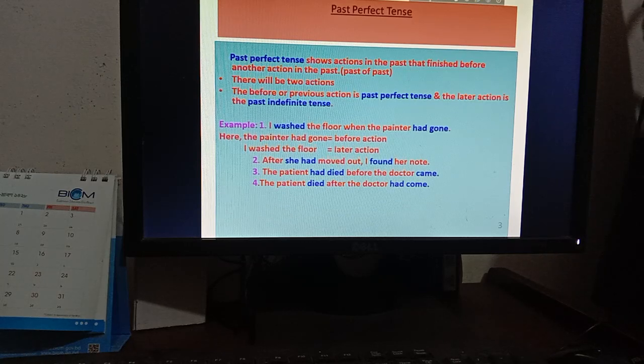Relationship between the past perfect tense with the past indefinite tense. When there is past perfect tense, you have to use the past indefinite tense with it.